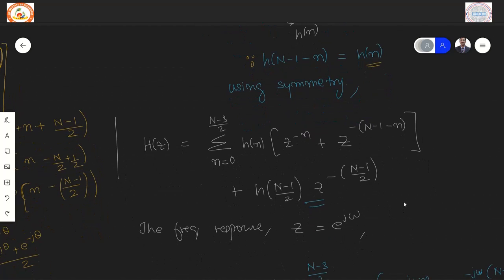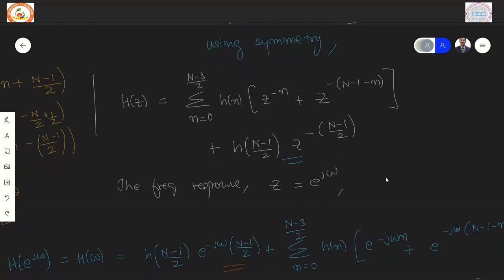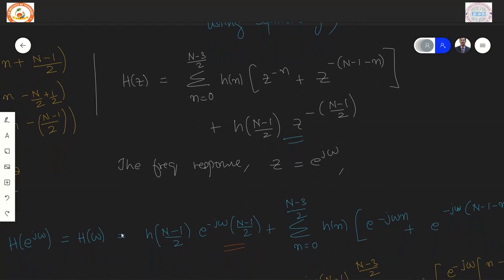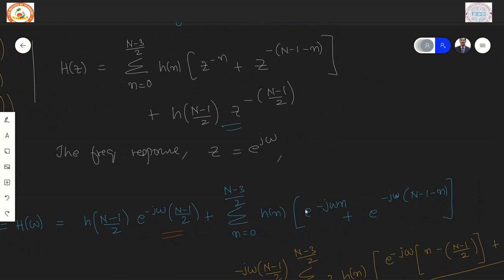Next, we obtain the frequency response by replacing z with e power of j omega. Now this produces the equation as shown, H of e power of j omega, which is the same as H of omega, equal to, here is the midpoint term, we have changed z, so it becomes e power of minus j omega raised to (N minus 1) by 2. And in the summation, here we had two z terms which are now replaced with e power of minus j omega n plus e power of minus j omega (N minus 1 minus n).